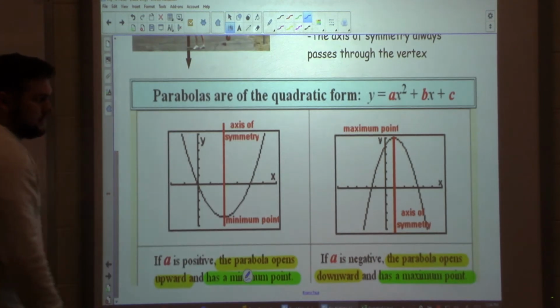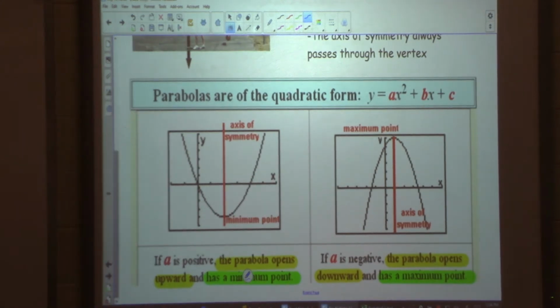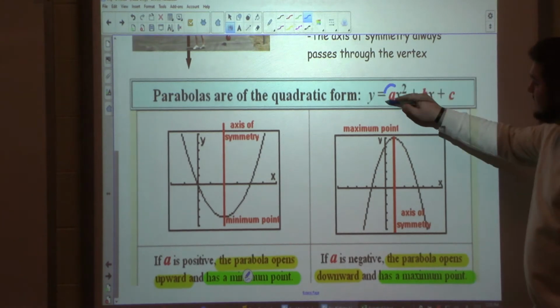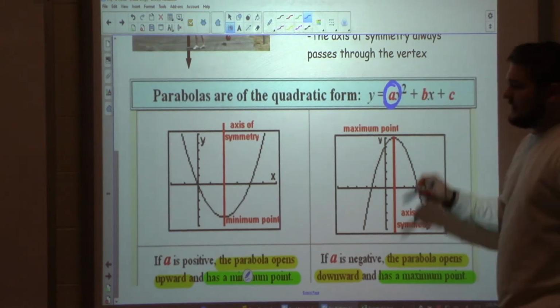Now, parabolas have two forms. Like I said, there's a standard form and a vertex form. The first one written up there is standard form. y equals ax squared plus bx plus c. When we go to determine if it opens up or down, we are looking at our a value here. The number in front of x squared.